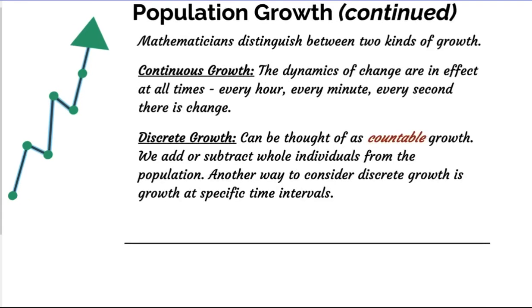So there's two types of growth. There's continuous growth. Continuous growth means that we are taking into account every hour, every minute, every second that there's change occurring. And discrete growth is going to be countable growth. So we're going to add or subtract whole numbers to the population. Another way to consider discrete growth is the growth at specific time intervals.